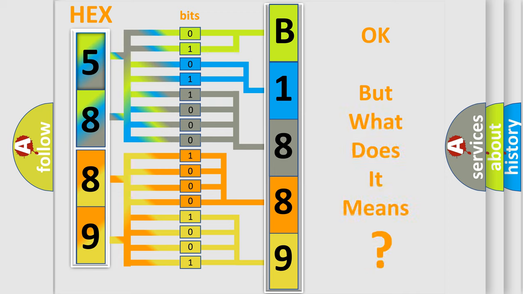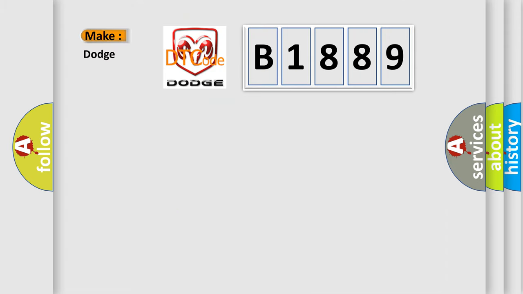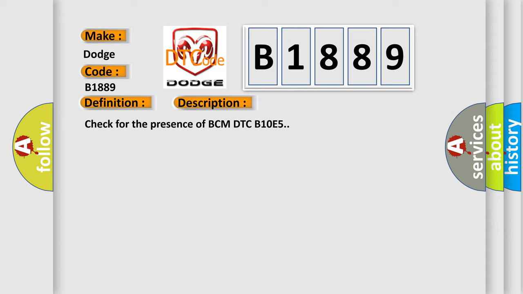The number itself does not make sense to us if we cannot assign information to what it actually expresses. So, what does the Diagnostic Trouble Code B1889 specifically mean for Dodge vehicles? The basic definition is wake-up control. And now this is a short description of this DTC code. Check for the presence of BCM DTC B10E5.